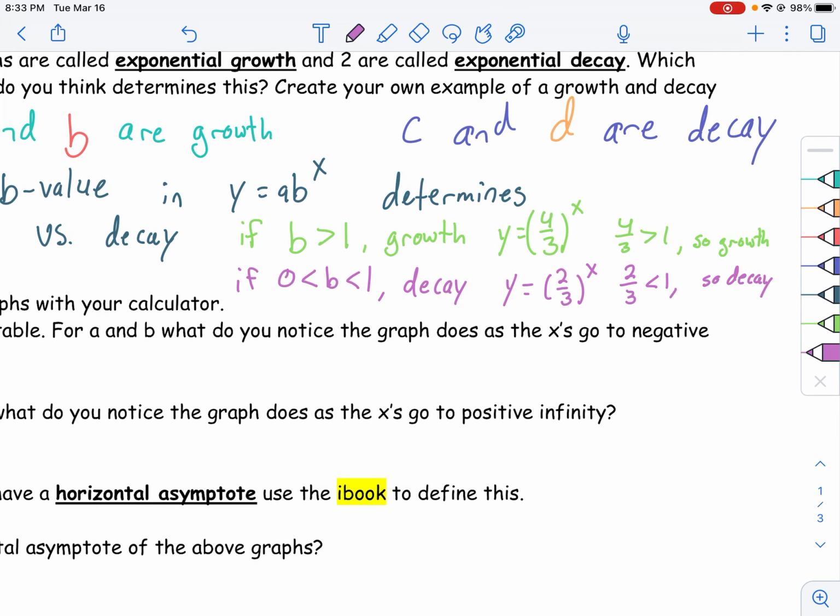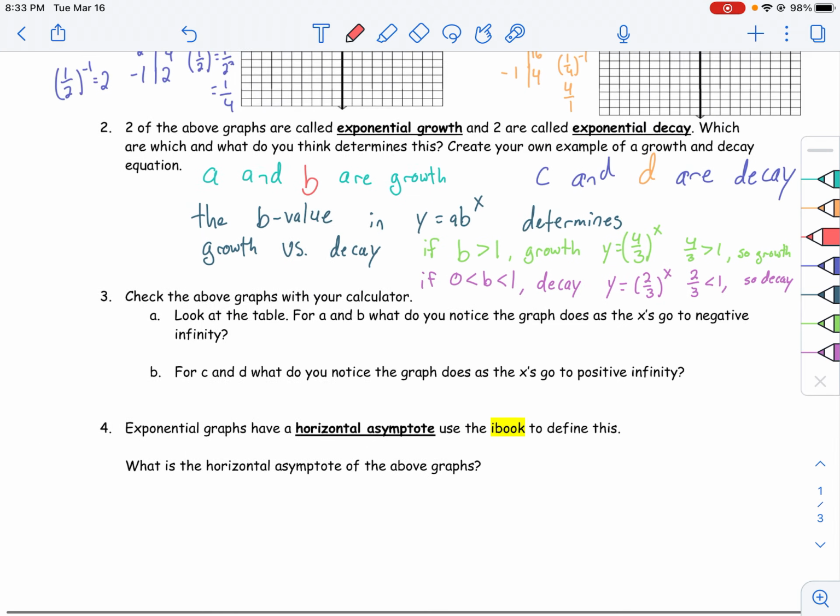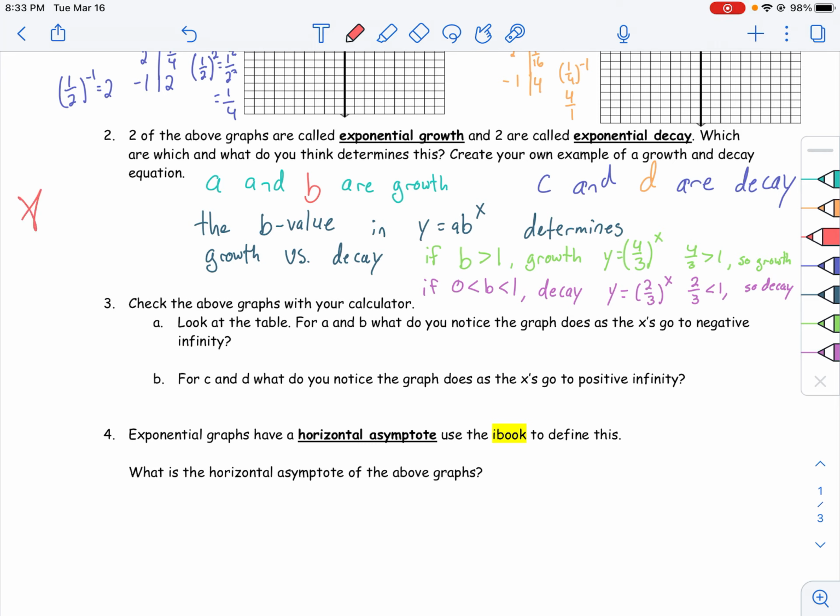One example that trips people up all too often with this growth and decay stuff is this example right here. You have y is equal to 2 raised to the negative x, right? Why does this trip people up? Because of a negative exponent. That negative exponent flips the base. So this is really y equals 1/2 to the x. So this is decay.